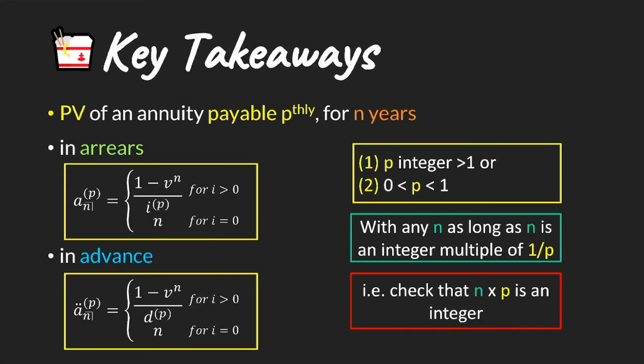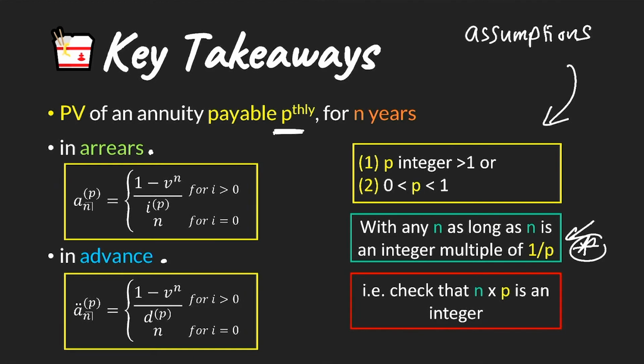So to summarize what we've learned about calculating the present value of an annuity payable pthly for n years, we've got two formulas that we can use for where cash flows are made in arrears or in advance, but we first need to assess if the assumptions hold. Where we have p that's an integer greater than 1, or p that's between 0 and 1, we can use it with any n as long as n is an integer multiple of 1 over p. So it's important to test whether n is an integer multiple of 1 over p, and we do this by checking if n times p is an integer. If these conditions are met and satisfied, we can use these formulae.